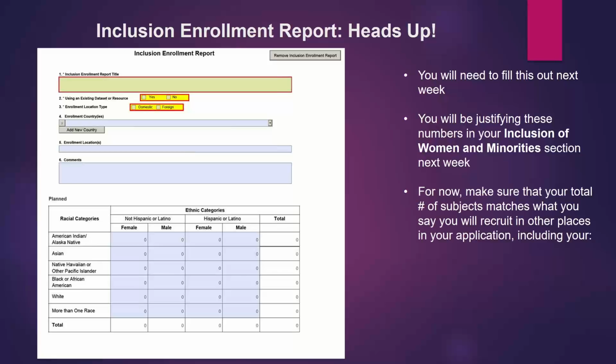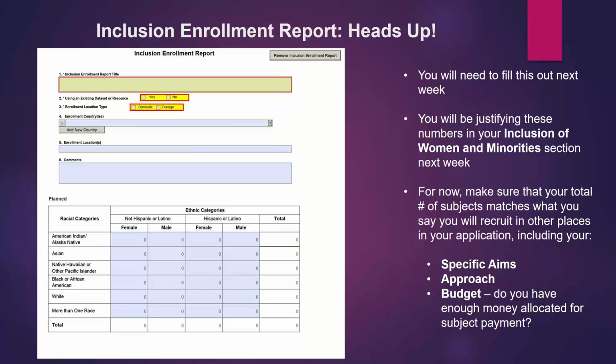For now, you want to make sure that your total number of subjects matches what you say you will recruit in other places in your application, including your specific aims, your approach, and your budget. So do you have enough money allocated for subject payment per year, depending on what your K99 and R00 projects are? Again, this has to do with engaging your frontal lobes and making sure things match up across different sections of your grant.